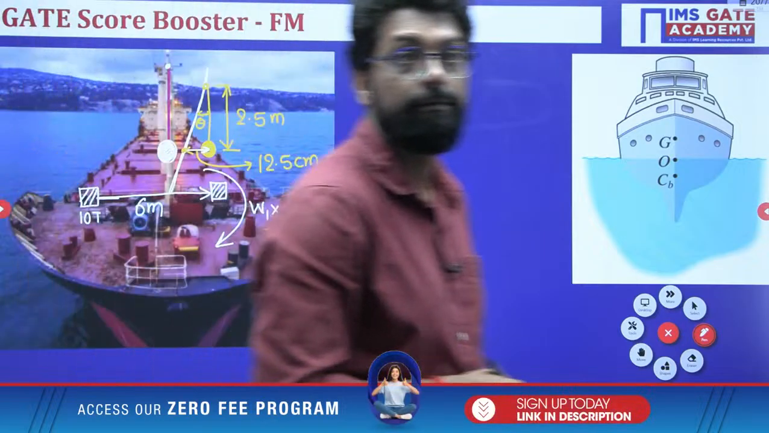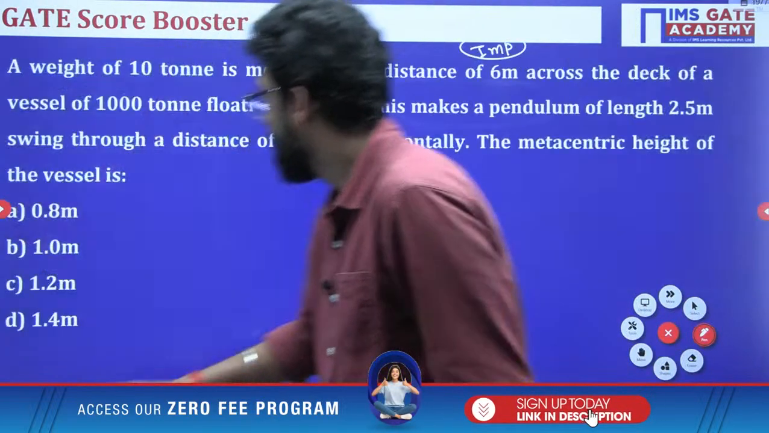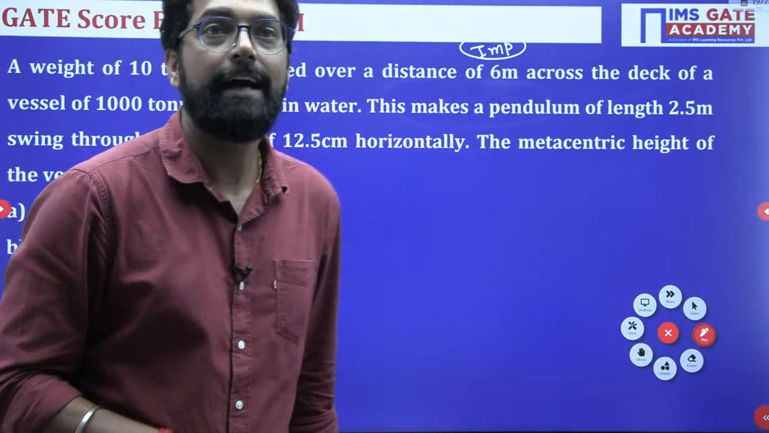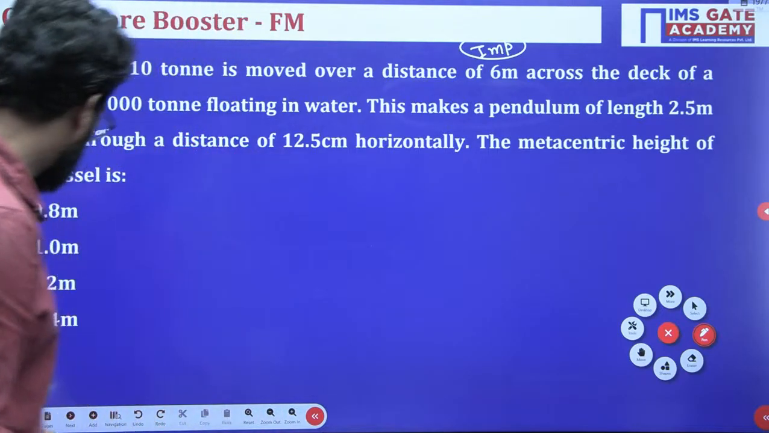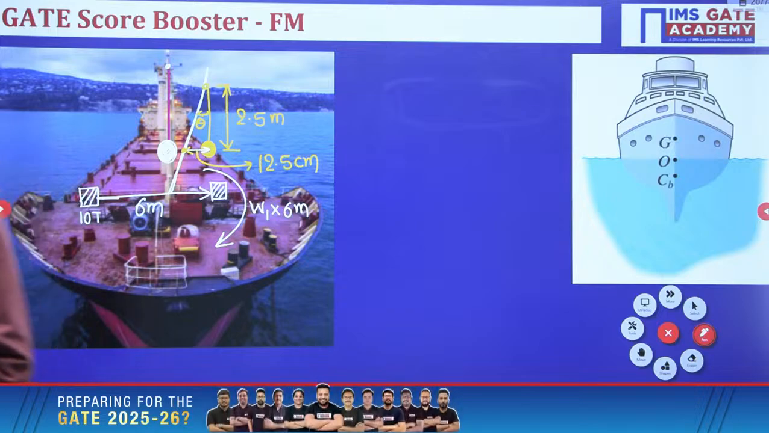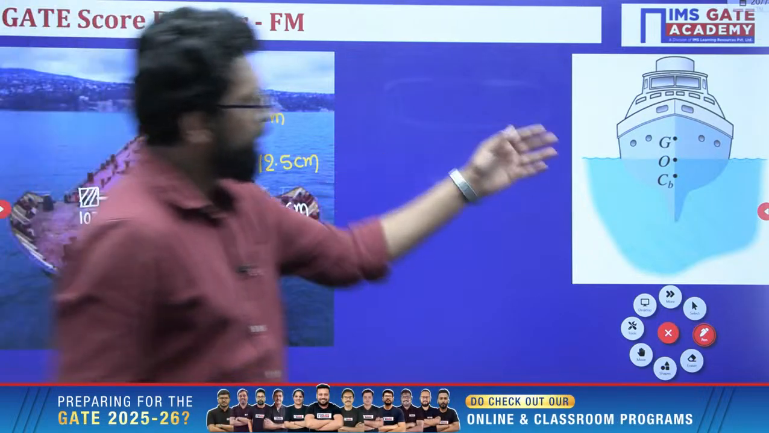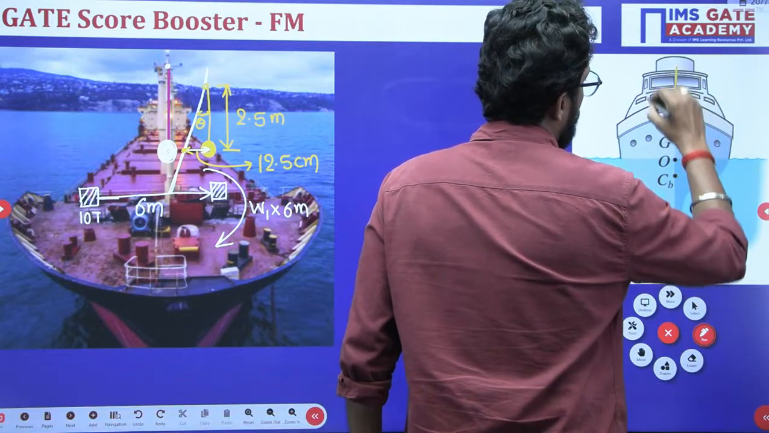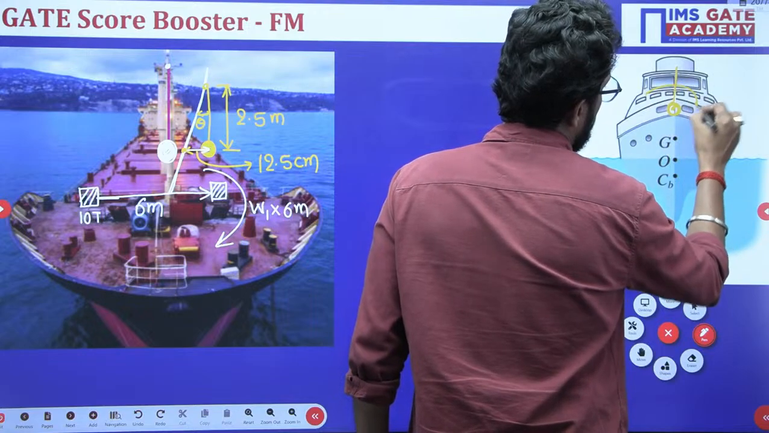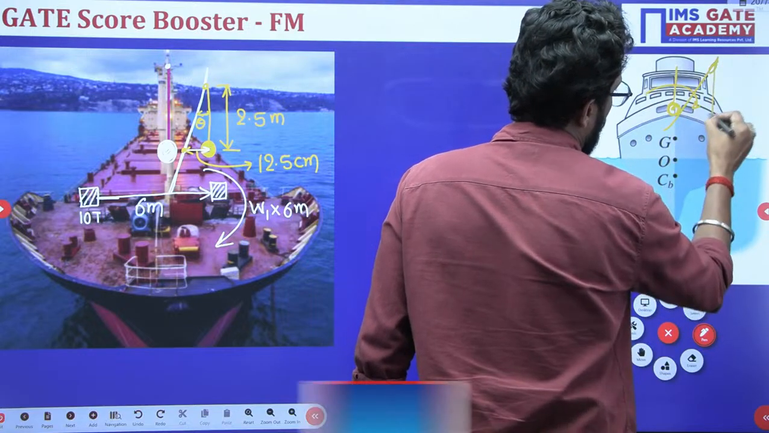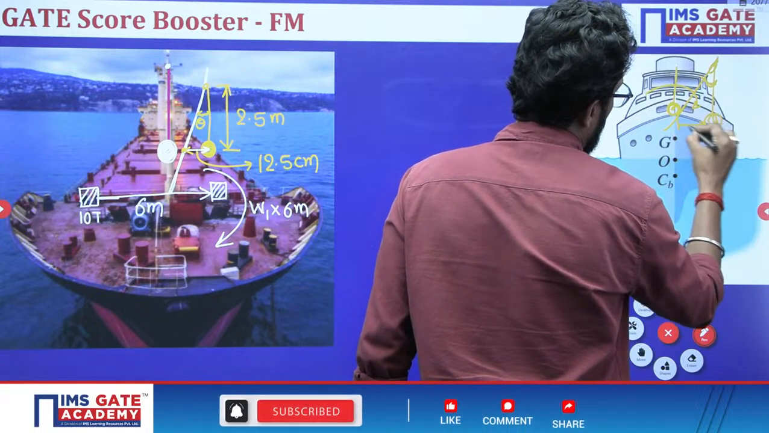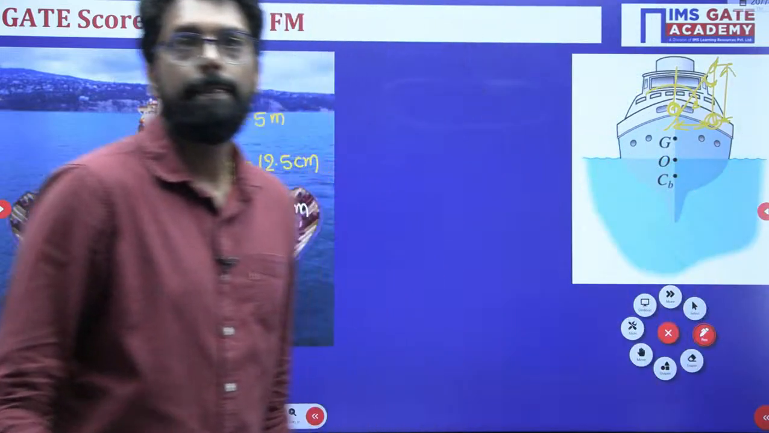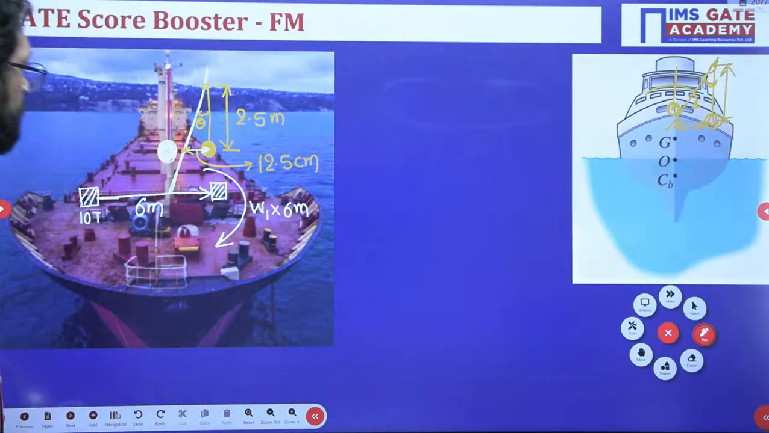This is the question. Then they are asking for the metacentric height of the vessel. What is the metacentric height? Let's start. So see, this is your ship. Over there is a post and this is a pendulum. If the ship tilts under any circumstances, this pendulum will swing. So this is angle of swing, this is shifting, and this is pendulum length like that. Okay, we'll discuss this thing, no problem.